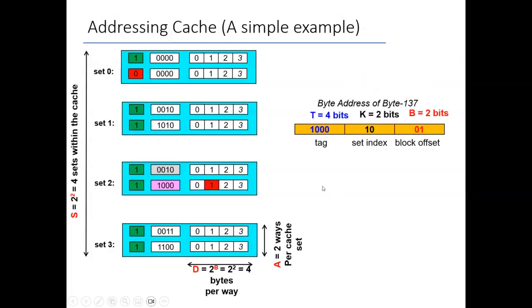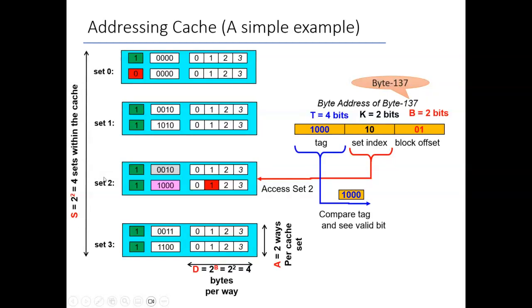If you convert this number, 100 10 01, it is actually byte number 137 in memory. Can you see this is byte 137? To which set is it mapped? It is mapped to set number 2, because the index field is 10, and 10 is set number 2. So we access set number 2 and compare the incoming tag.